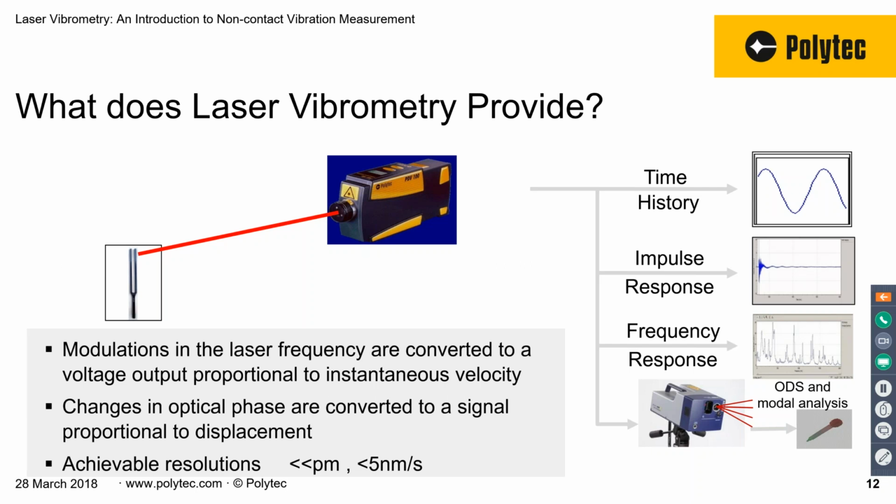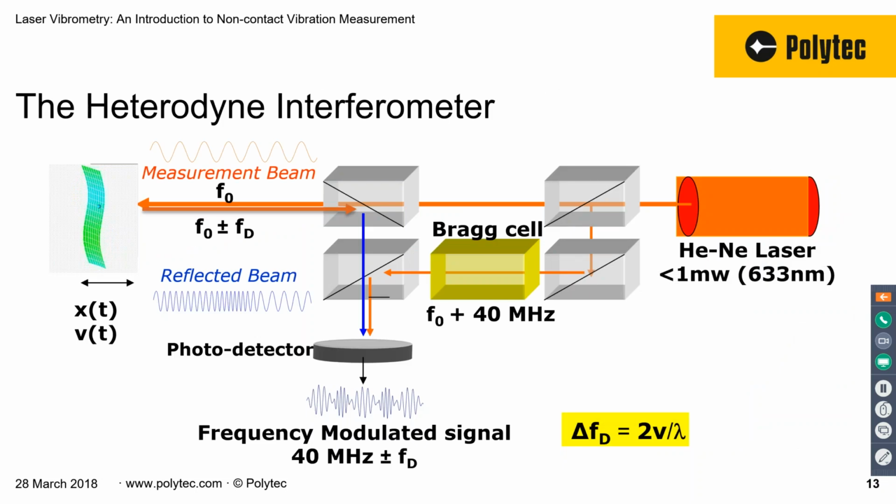And this is orders of magnitude, depending on the field of view, better than digital image correlation, which is another technique for providing full field measurements of vibration. So very high resolution and very wide bandwidth. We can achieve bandwidths up to megahertz, even gigahertz with this technology without losing resolution.